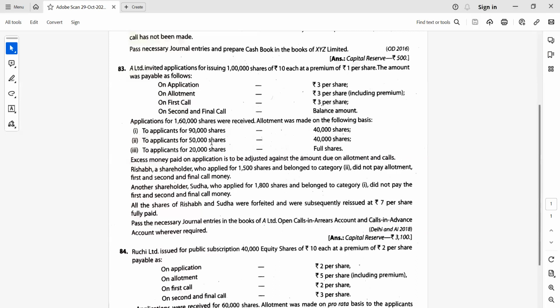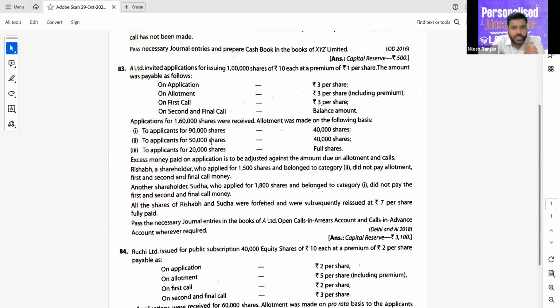On application, ₹3 per share. On allotment, ₹3 per share including premium, which means allotment is only ₹2 and ₹1 is premium. On first call, ₹3 per share. On second and final call, the balance. Applications for 1,60,000 shares were received. Allotment was made on the following basis.